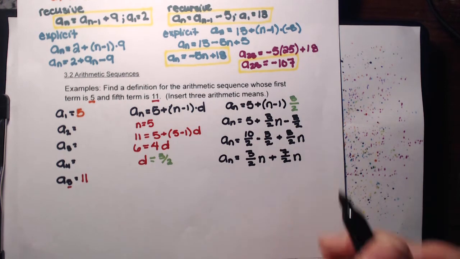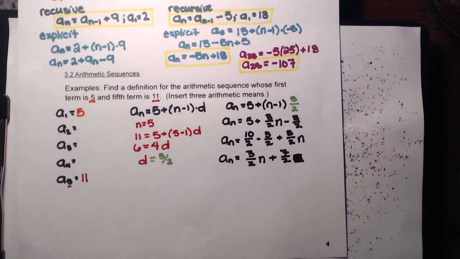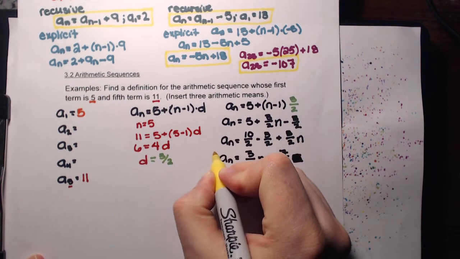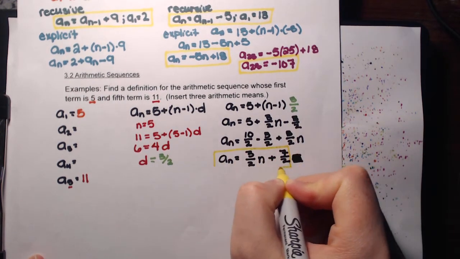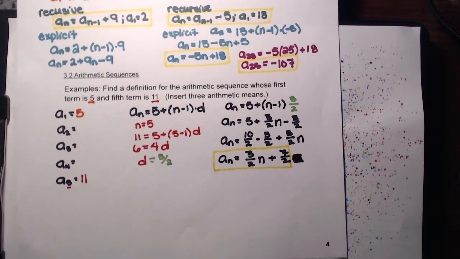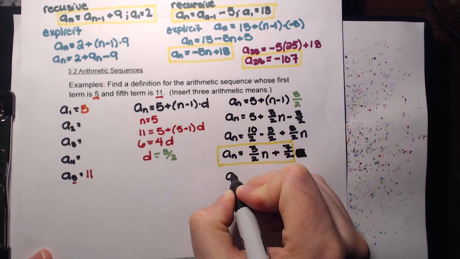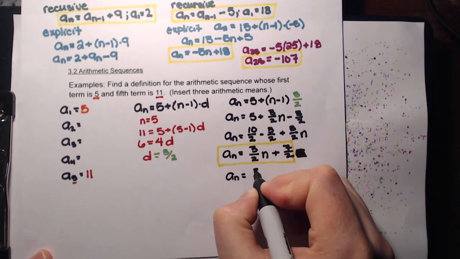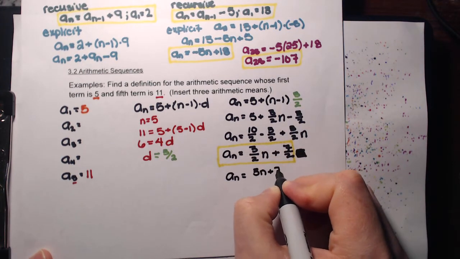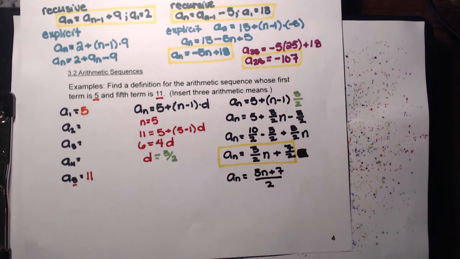So, no, that doesn't have an n. So that is your formula. If you wanted to write it a different way, you could. You could also write this as 3n plus 7 all divided by 2, since they have that common denominator. That would work as well.